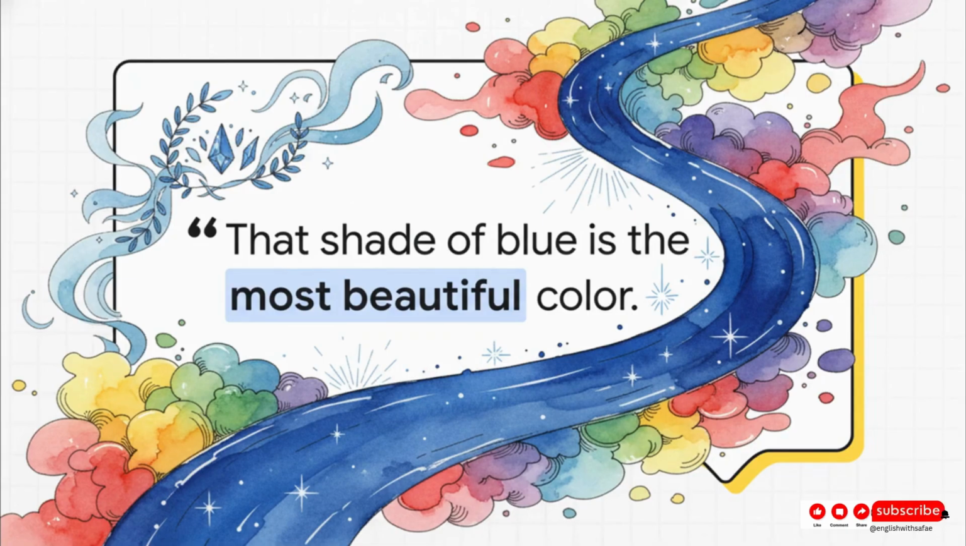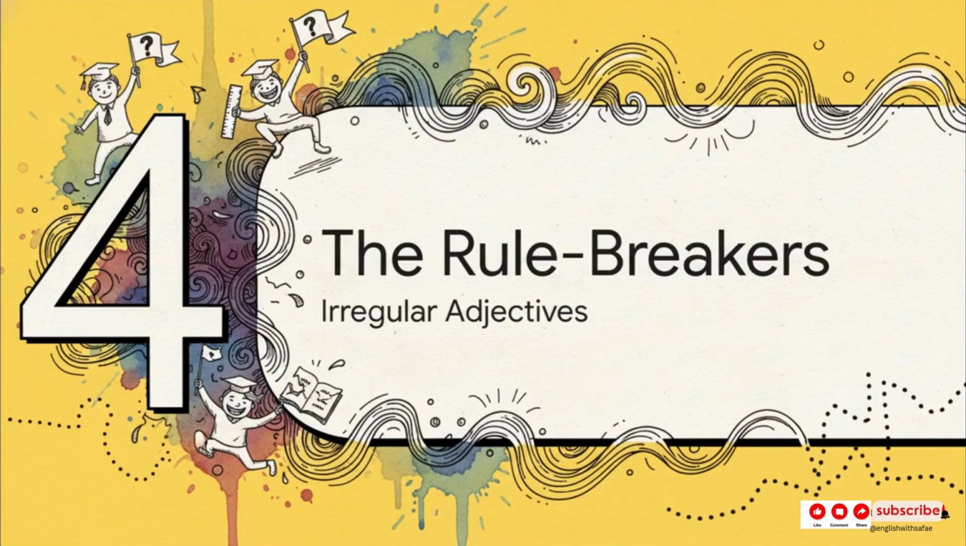And because beautiful is a three-syllable word, we can't use est. Instead, we pop most right in front. The most beautiful. Simple, elegant, and perfectly correct. So we have a rule for short words and a rule for long words. That seems like it should cover everything, doesn't it?